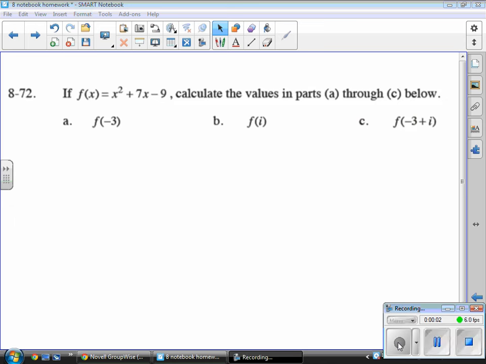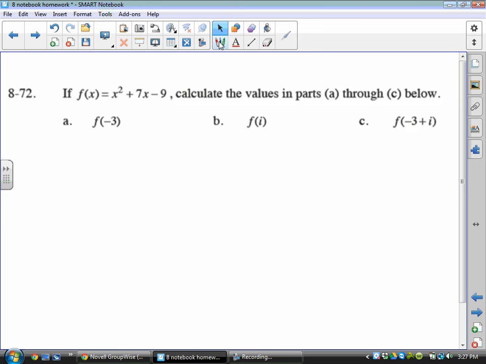This is problem 8-72 from section 8.2.1. If f of x equals x squared plus 7x minus 9, calculate the values in part A through C below. Part A should be pretty easy to plug that in. I'm going to skip that one, and I'm going to go to the new things with the i's, the imaginary numbers. Okay, so make sure you do part A. Just make sure you square a negative properly in your calculator.